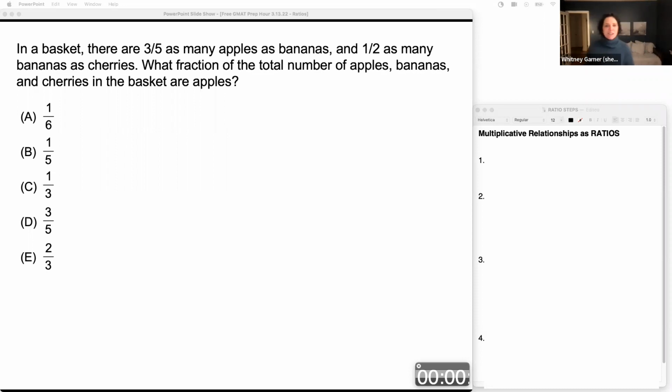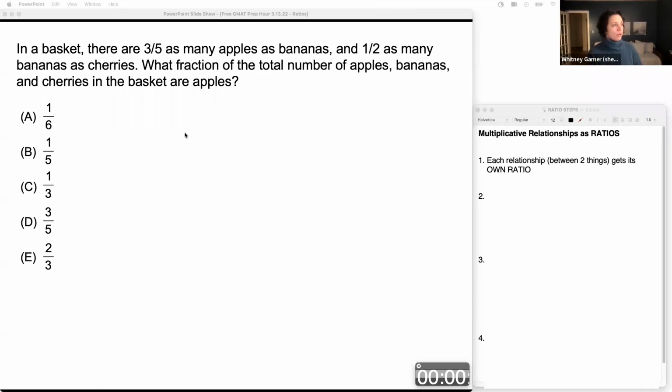So the first thing I want to note is that this is multiplicative. There are 3/5 as many apples as bananas. There are half as many bananas as cherries. So what we'll do when we start to look at multiplicative relationships, step 1, every relationship between 2 things will get its own ratio. Now, you can certainly write ratios as fractions, but I am going to encourage you for this lesson to write ratios as colon ratios, meaning X colon Y.